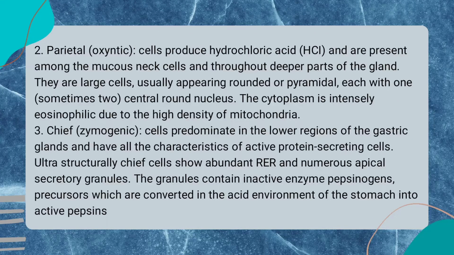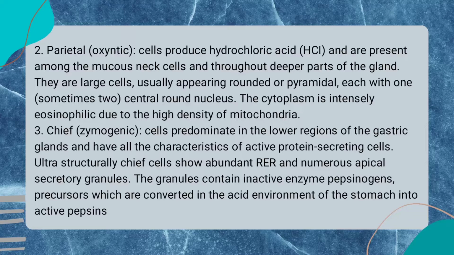It produces hydrochloric acid and is present among the mucous neck cells and throughout deeper parts of the gland. They are large cells, usually appearing rounded or pyramidal. So here, we can already see the difference in shape between our eosinophilic cells and our mucous cells, each with one, sometimes two, central round nuclei. The cytoplasm is intensely eosinophilic due to the high density of the mitochondria.